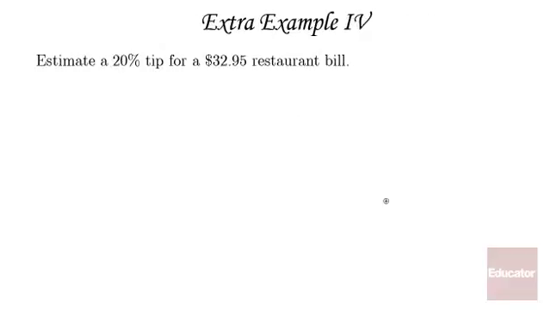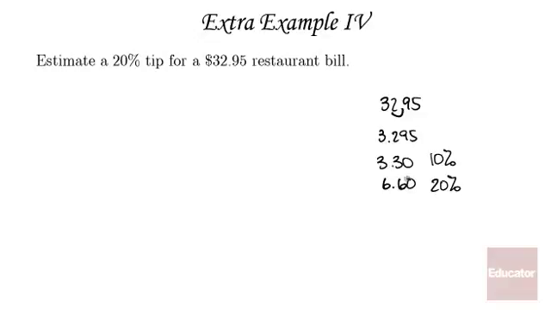Estimate a 20% tip for $32.95. So $32.95, I'm going to find 10%, which is move the decimal over, 3.295 or $3.30. This is 10%, so to double to 20%, I'm going to double 3.30, which will give me $6.60. So 20% would be $6.60.